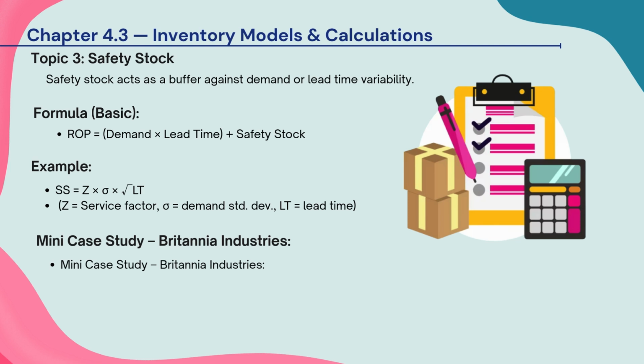It helps prevent stockouts when demand suddenly increases or when the supplier delays delivery. The basic relationship is linked with ROP. ROP equals demand times lead time plus safety stock. For calculation, safety stock can be found using SS equals Z times sigma times square root LT, where Z is service level factor, sigma is demand variation, and LT is lead time. In real life, companies like Britannia Industries keep safety stock to manage seasonal demand and supplier uncertainty while maintaining high product availability.